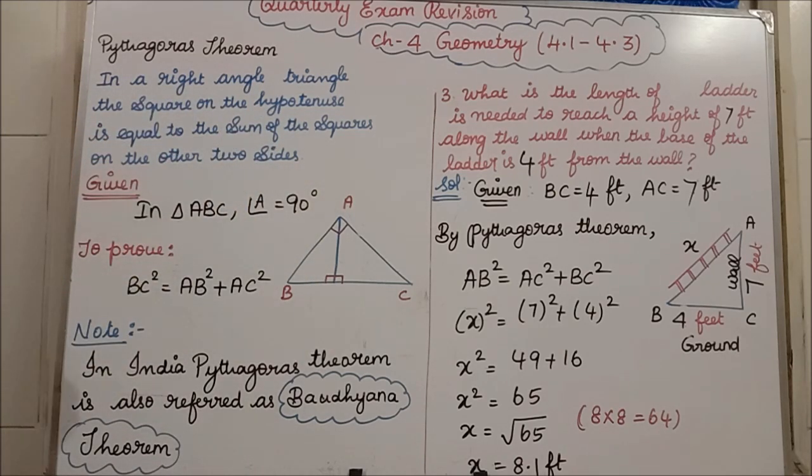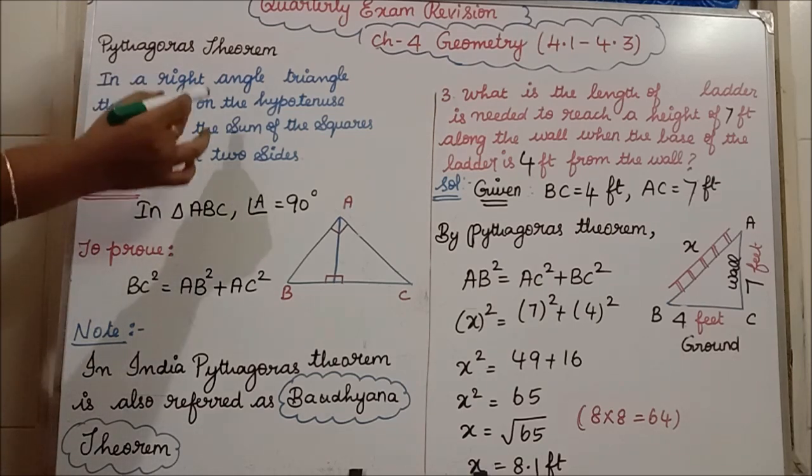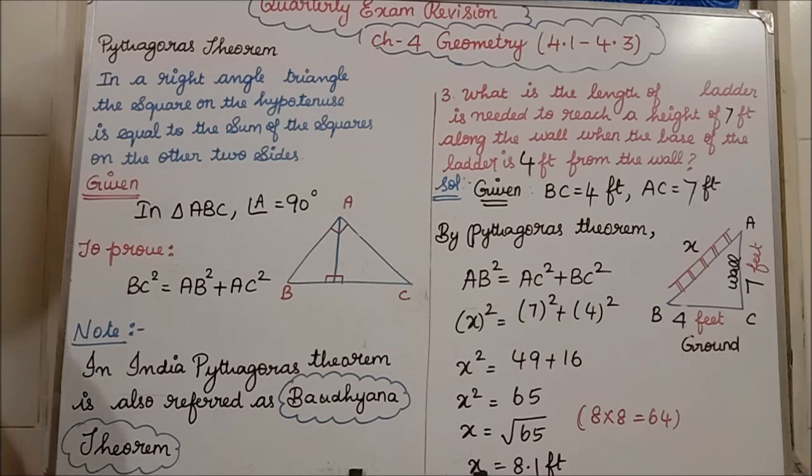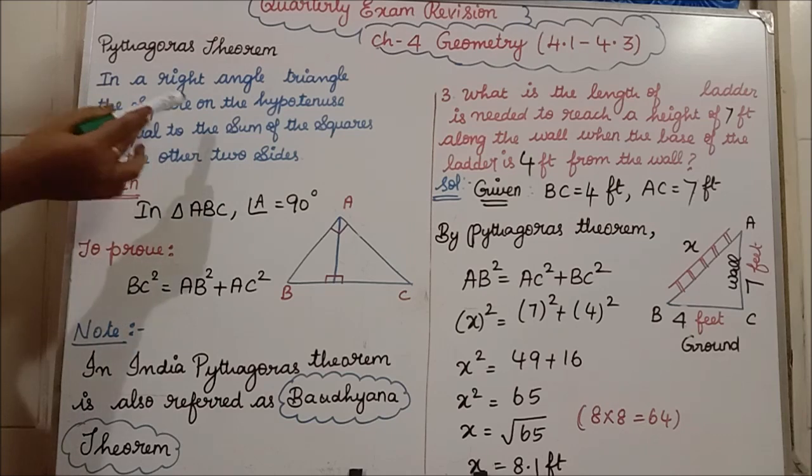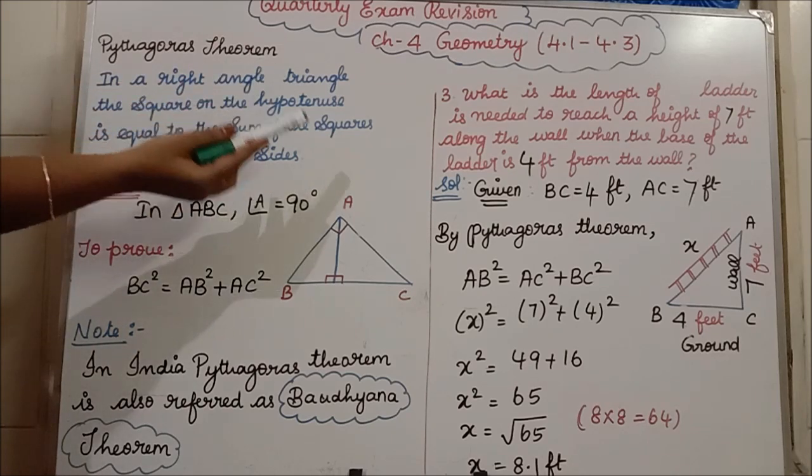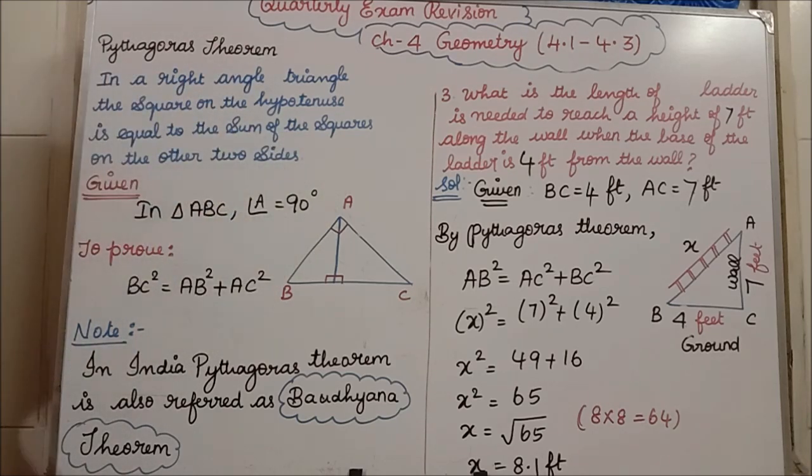Okay, Pythagoras theorem means immediately you have to think about what? Right angle triangle only. Okay, the square on the hypotenuse side. I have told you when I am teaching the exercise, hypotenuse means what? Which side? That is the longest side. Okay, and compared to the remaining two sides, which is the longest side? That is the hypotenuse side. The square on the hypotenuse side is equal to the sum of the squares of the other two sides.